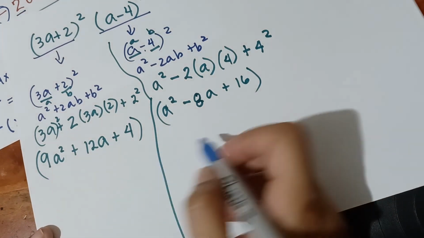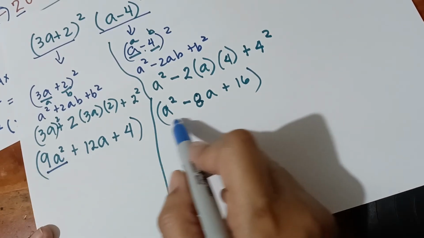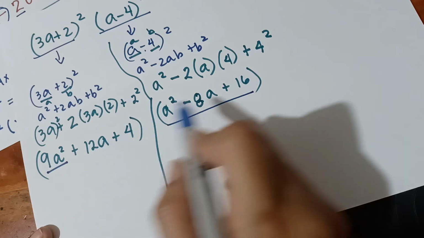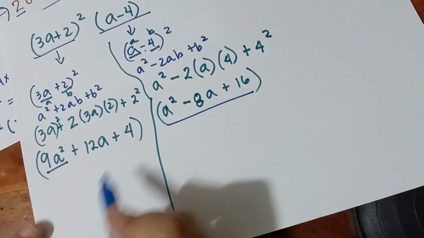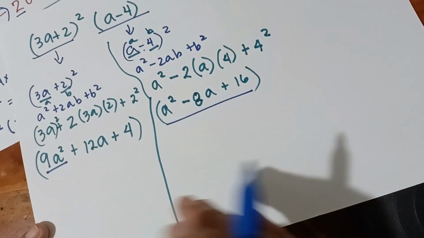So, ang mangyayari, magkakaroon tayo ng multiply this 9a squared to whole of that, this 12a to whole of that, and 4 to whole of that one. So, i-distribute natin 'tong buong 'to diyan. Okay, and then after, we combine like terms.